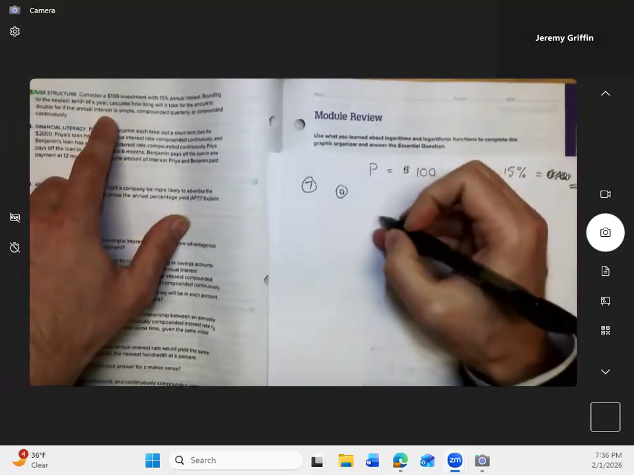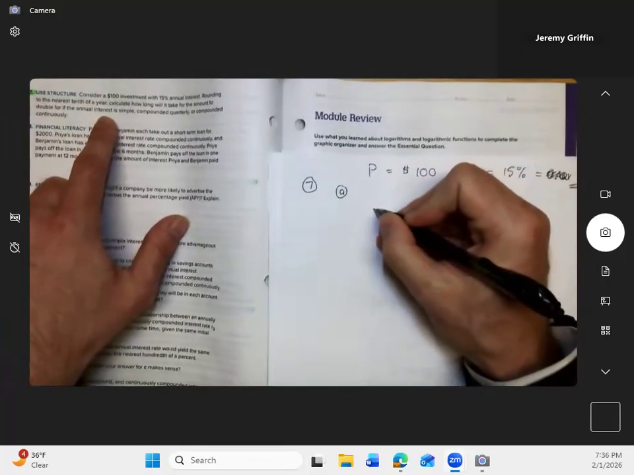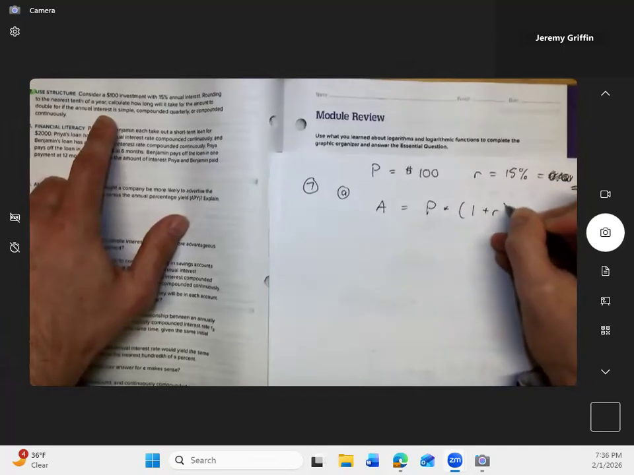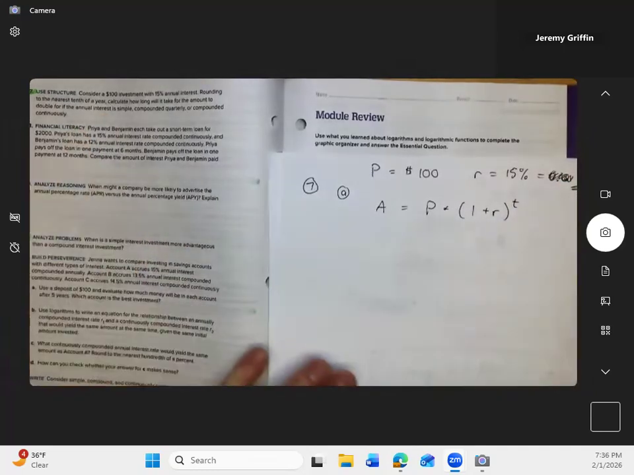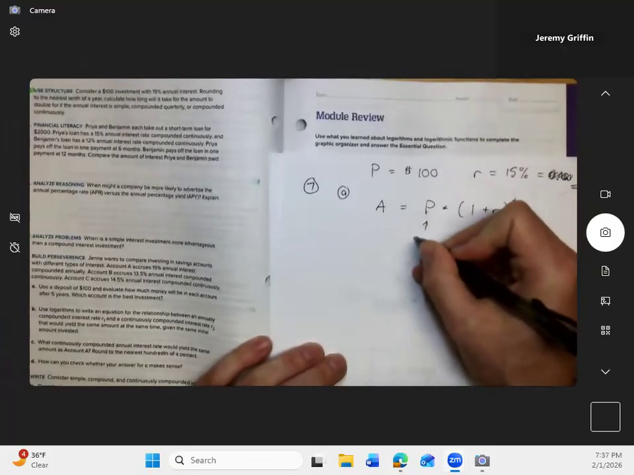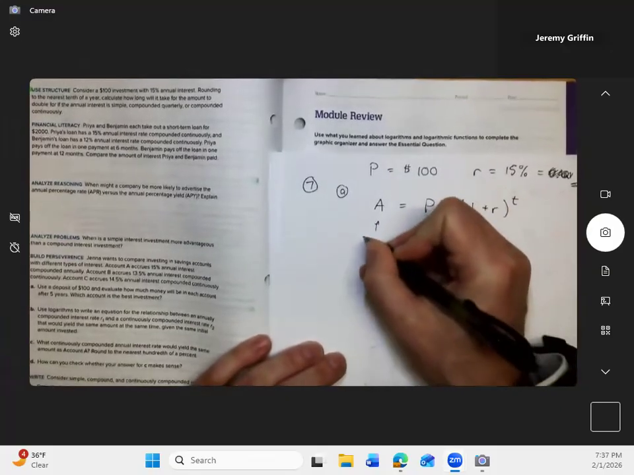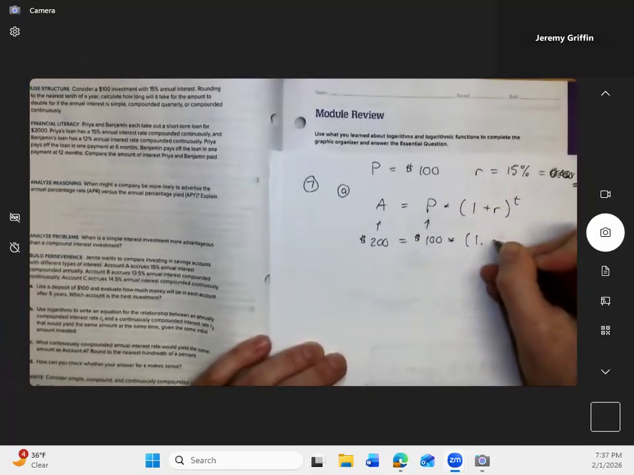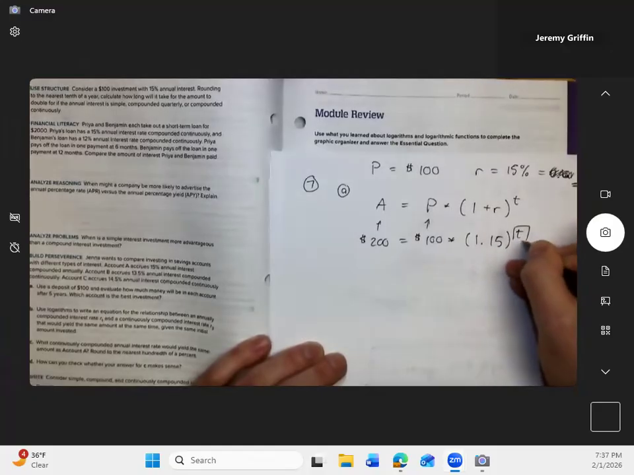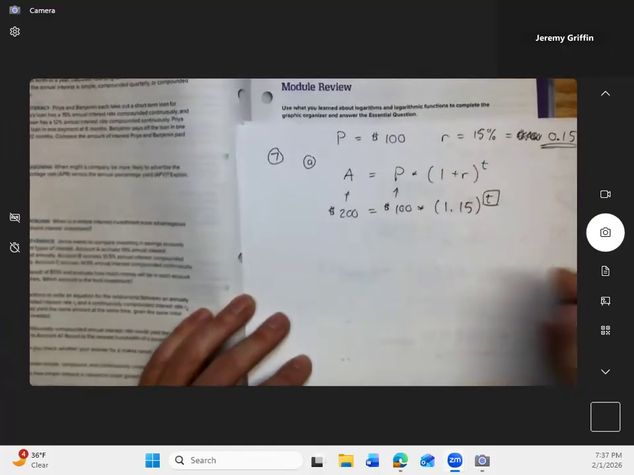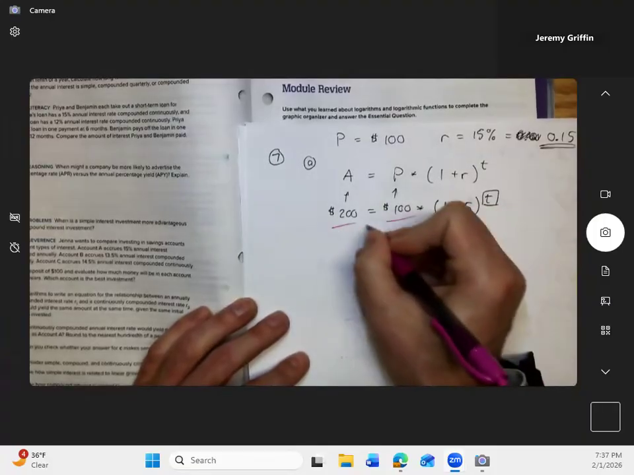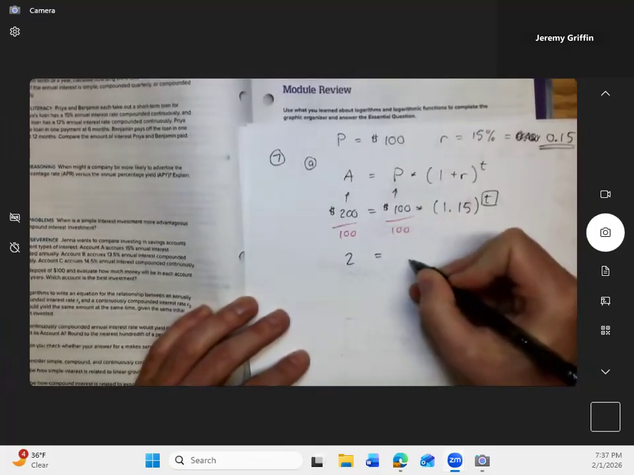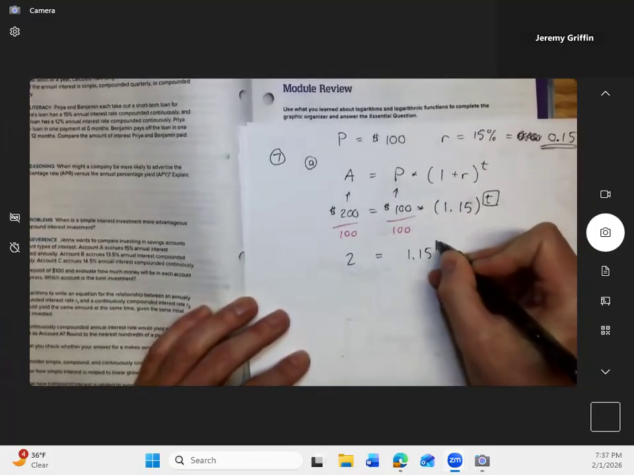So the interest rate is simple. If it's simple, the amount is equal to the principal times 1 plus the interest rate to the power of t. Okay, so we know that. We're going to put $100 here, and we want it to double to $200, so 200 equals 100 times 1.15 to the t. We're going to solve for t. Let me do that. So divide by $100. I'm getting 2 equals 1.15 to the t.